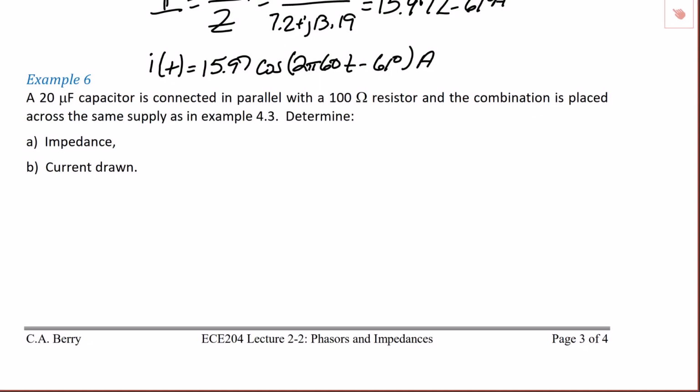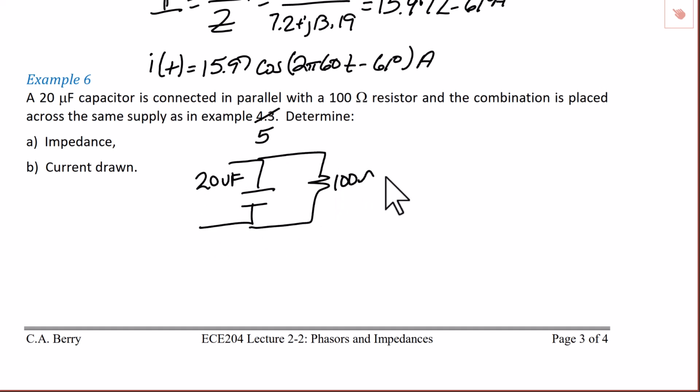Example 6: a 20 microfarad capacitor is connected in parallel with a 100 ohm resistor, and the combination is placed across the same supply as the previous example. So the first thing we do is draw a diagram with the 20 microfarad capacitor in parallel with the 100 ohm resistor, and then we add our supply, which is 240 volts at 60 hertz.